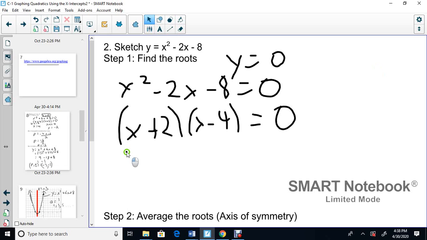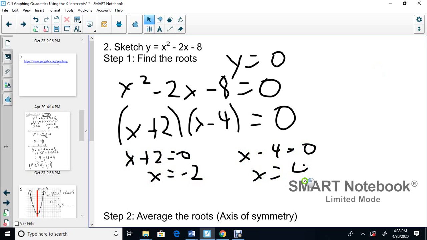Now, each bracket equals 0. x plus 2 equals 0, so x equals negative 2. x minus 4 equals 0, so x equals 4. Now we have our two x-intercepts, 1, 2. And we have our y-intercept, which is negative 8.